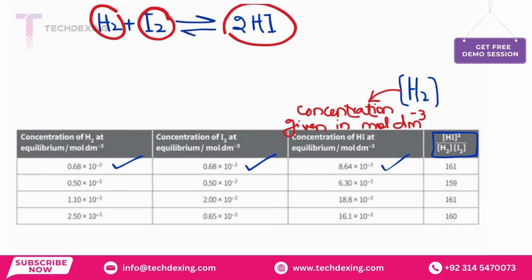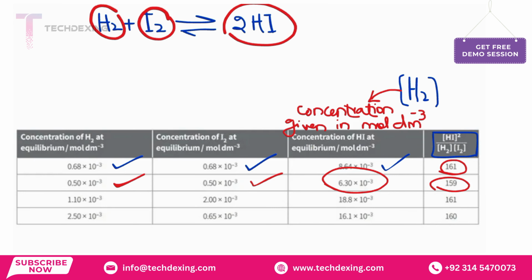So you have seen that when you take the ratio of the concentrations of hydrogen iodide, hydrogen and iodine, we get a calculated value of 161. In the next condition, you have taken another set of concentrations of hydrogen and iodine. In the second experiment, you have taken this concentration of hydrogen and iodine, and you have got this concentration of hydrogen iodide. You can again put all these values in the concentration ratio, and you get the value of 159.